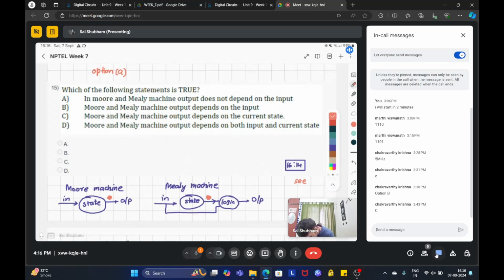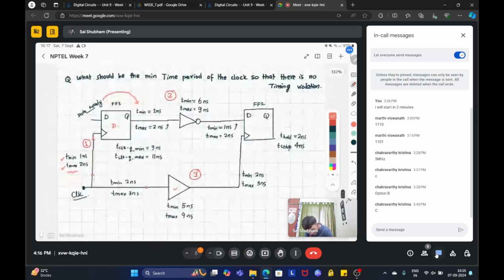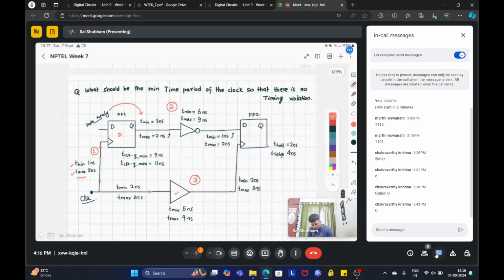Option A says that in Moore and Mealy machine, output does not depend on the input. In Mealy machine, it depends. Option B says Moore and Mealy machine output depends on the input. You can see that in Moore machine, the state is updated using the input, but the output is dependent on the state. So option B is incorrect. And in option D, this is the definition for Mealy machine, not Moore machine. Okay. I think I will come back to this question later.